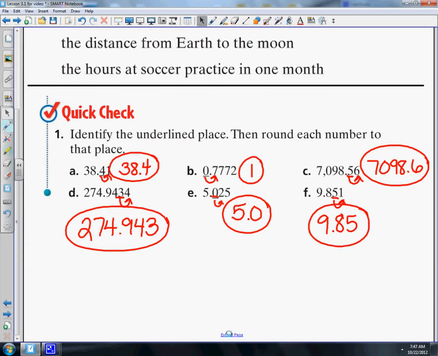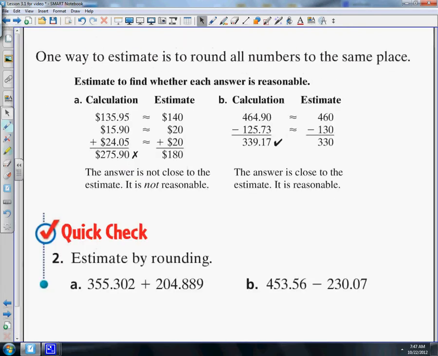So that is just a review. That's one way to estimate. I round to the nearest tenths, hundredths, thousandths place. All right. So another way to estimate is to round all numbers to the same place. So this is just called rounding. This is one way to estimate.